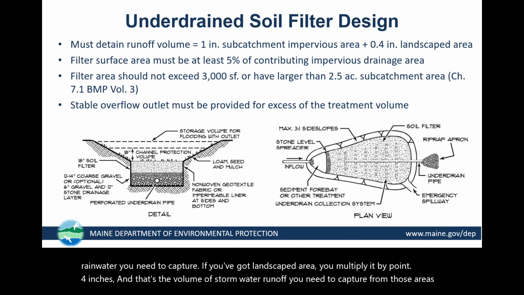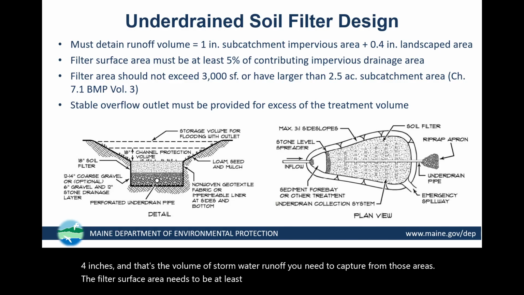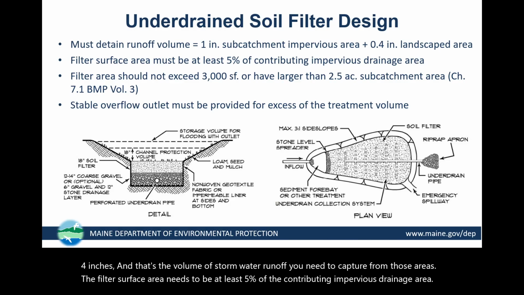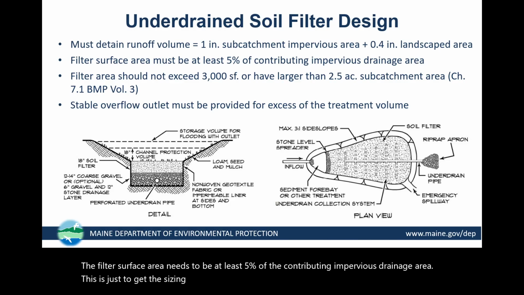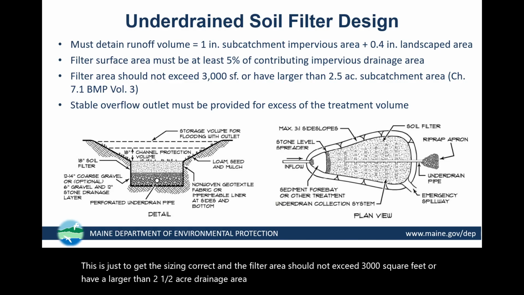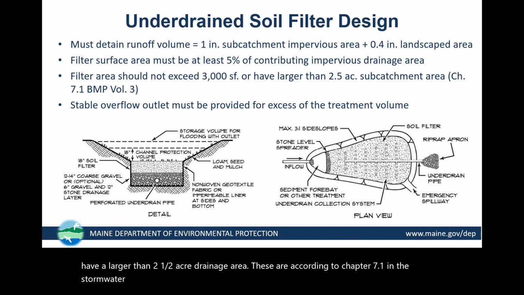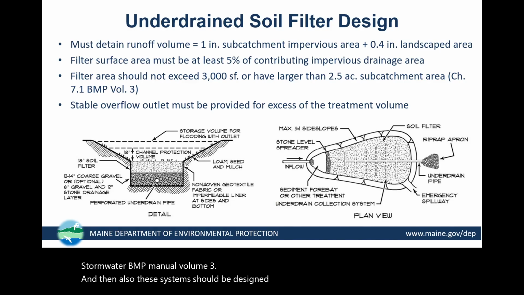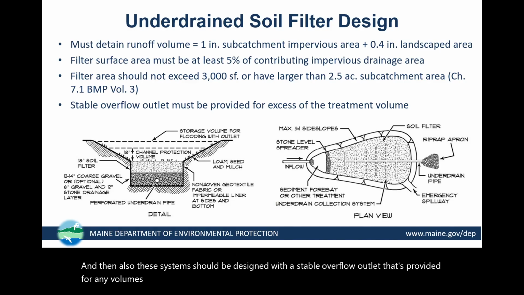The filter surface area needs to be at least 5% of the contributing impervious drainage area. This is just to get the sizing correct. And the filter area should not exceed 3,000 square feet or have a larger than 2.5 acre drainage area. These are according to Chapter 7.1 in the Stormwater BMP Manual, Volume 3. And then also, these systems should be designed with a stable overflow outlet that's provided for any volumes that are in excess of the treatment design volume.